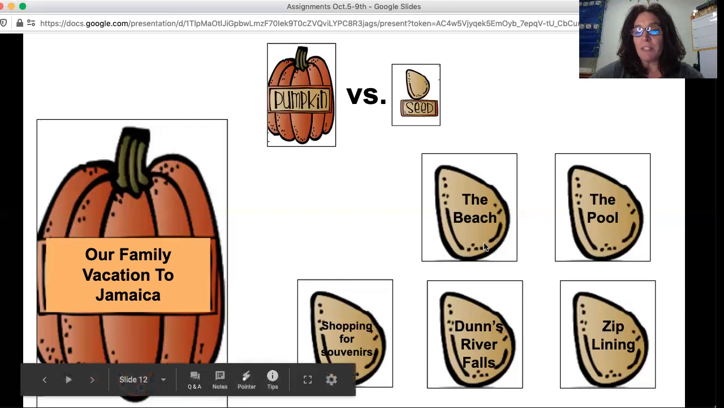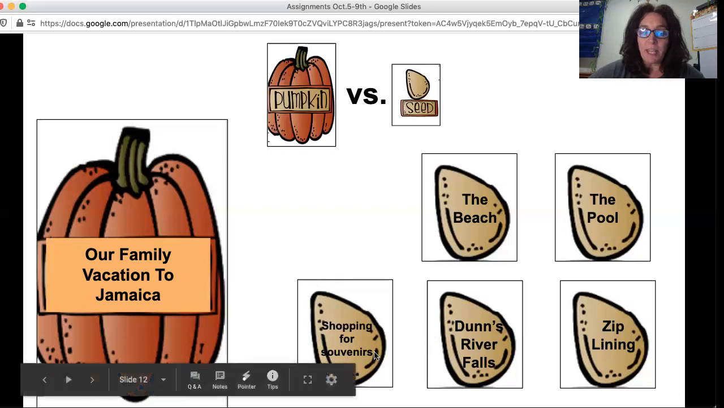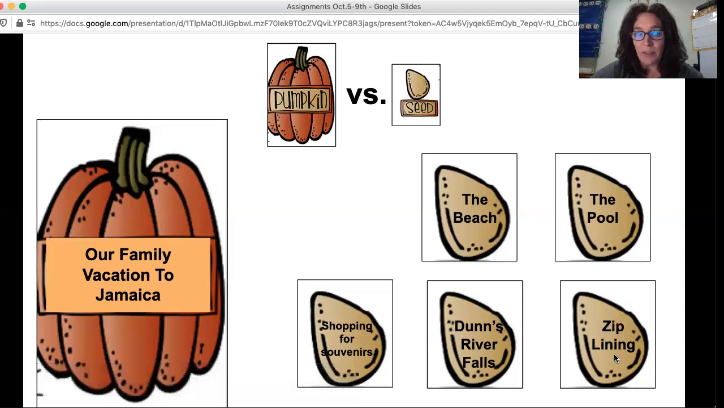I could talk about the time we spent on the beach or the days that we spent by the pool, swimming up to order drinks and food. I could talk about the day we went shopping for souvenirs in the town. I could talk about the Dunn's River Falls, where we got to climb a waterfall. We went zip lining. That was really fun. All of these seeds are ideas for stories on their own.